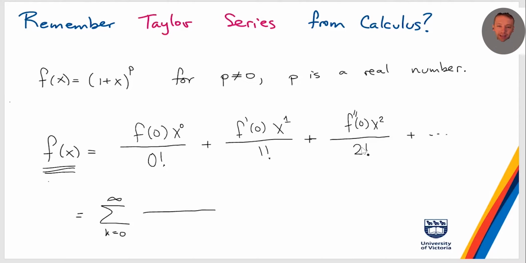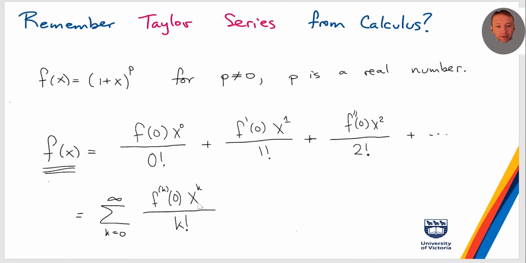Then you take the second derivative, apply it at 0, take x squared divided by 2 factorial, and then you keep repeating this pattern. So in general, you take the kth derivative of f, evaluated at 0, times x to the k over k factorial. Is this familiar? Does this ring a bell? Or is this completely weird? Okay, good.